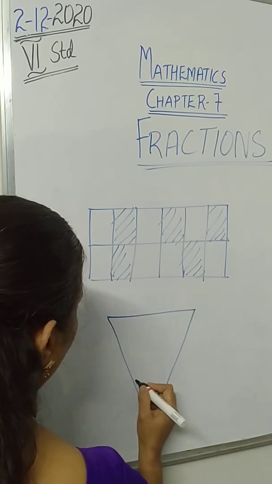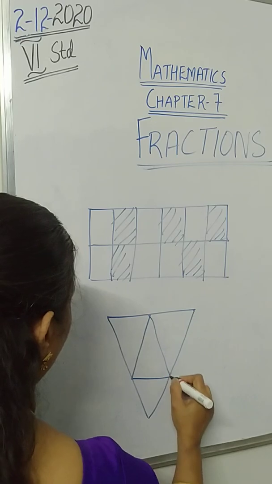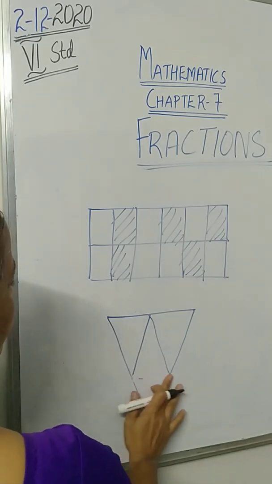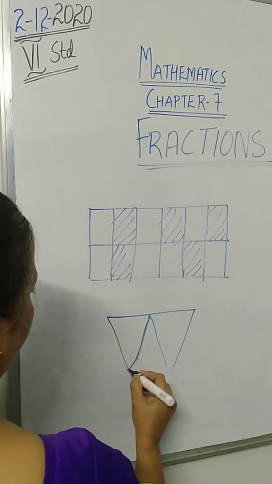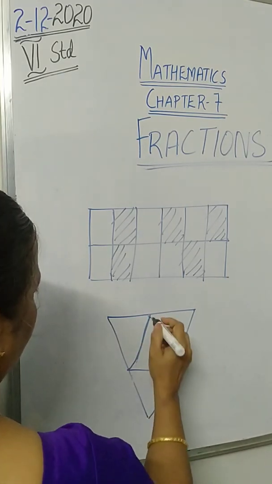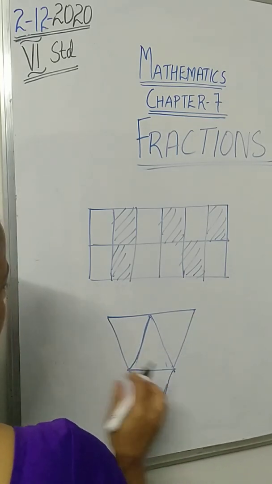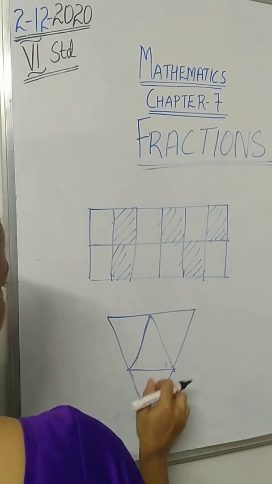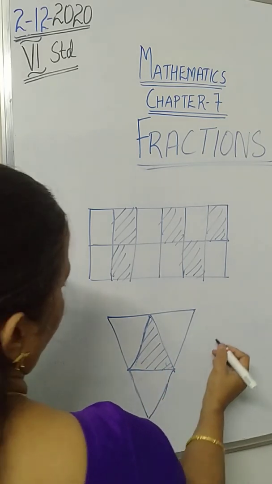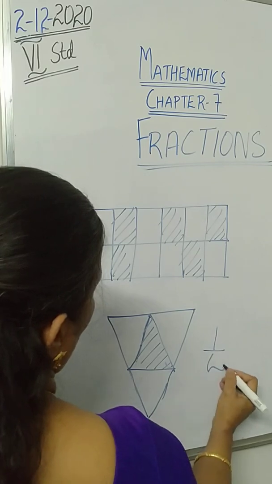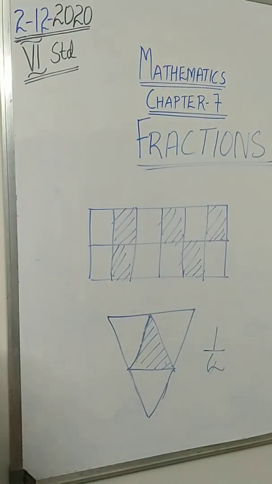There is a triangle. I am going to represent another triangle here. Look here. They are not equal. They should be equal. Now look here. We have got totally 4 parts. Is it? 1, 2, 3, 4. Out of that I am going to shade only 1. So will you represent it? 1 by 4. So 1 out of 4 is shaded. This is the representation.